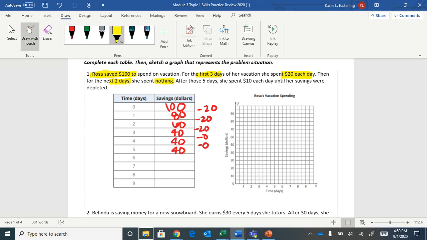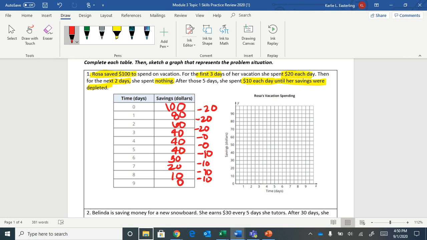And then after those 5 days, she spent $10 each day until her savings were depleted. So that means our savings got down to 0. We're going to spend $10 a day. So we subtract 10, have 30, subtract 10, have 20, subtract 10, have 10, subtract our last 10, which gives us 0.